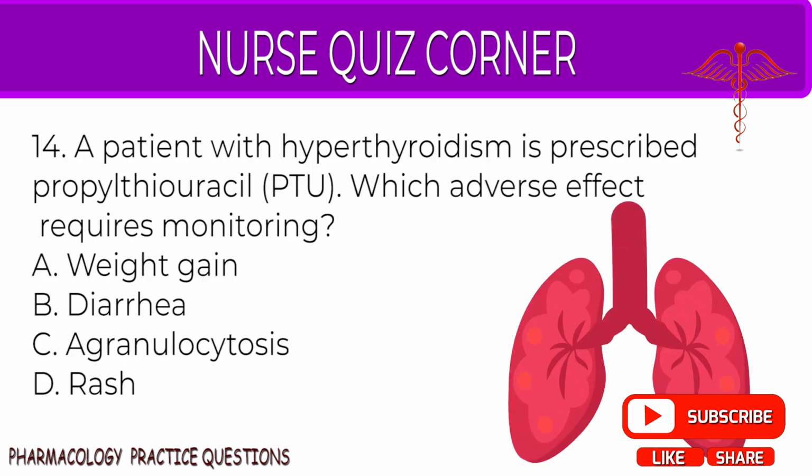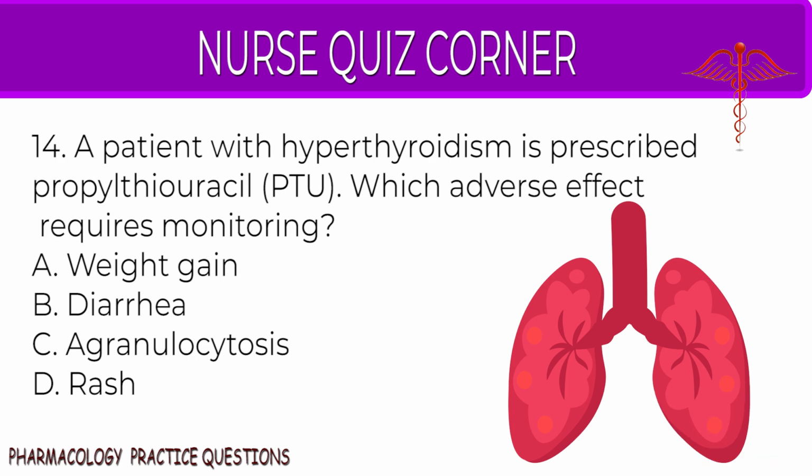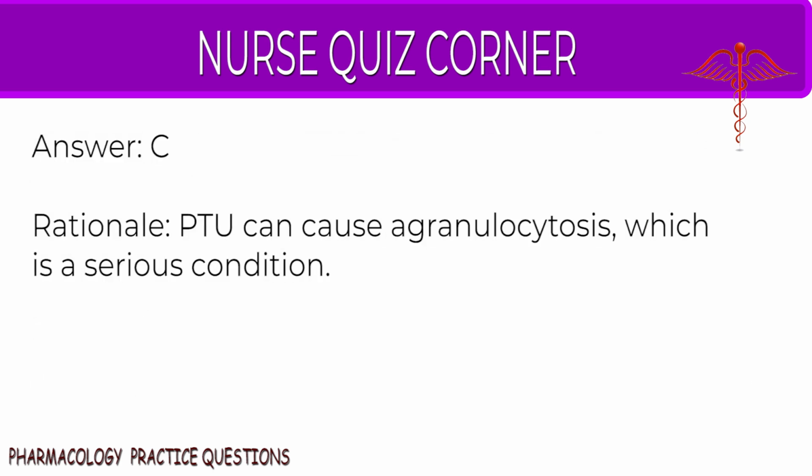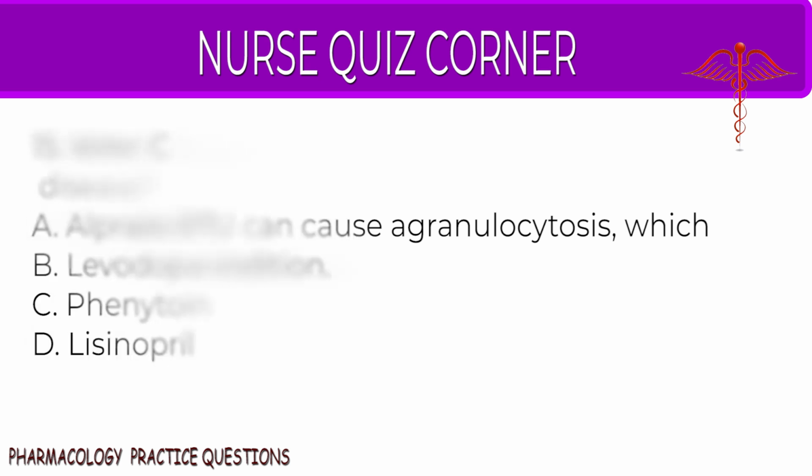14. A patient with hyperthyroidism is prescribed propylthiouracil, PTU. Which adverse effect requires monitoring? A. Weight gain, B. Diarrhea, C. Agranulocytosis, D. Rash. Answer: C. Rationale: PTU can cause agranulocytosis, which is a serious condition.